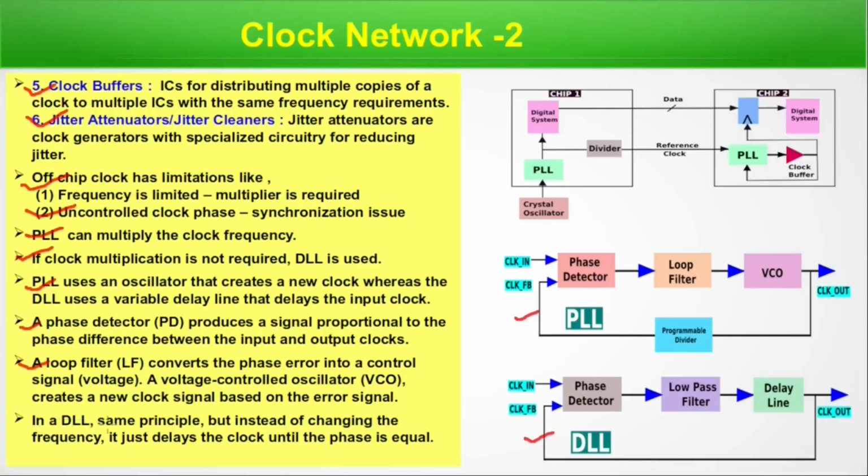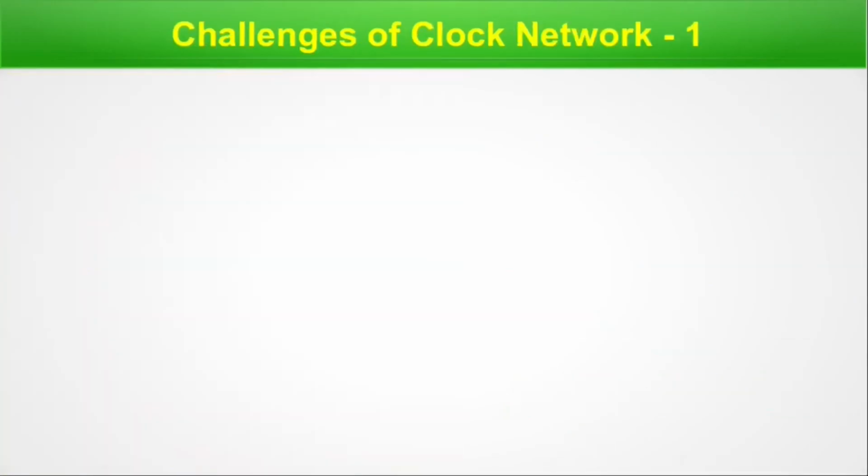This is about PLL. Now, in a DLL, same principle, but instead of changing the frequency, it just delays the clock until the phase is equal. That is delay lock loop. This is all about off-chip and on-chip clock generation. So, we are done with this slide. We will move to the next slide.